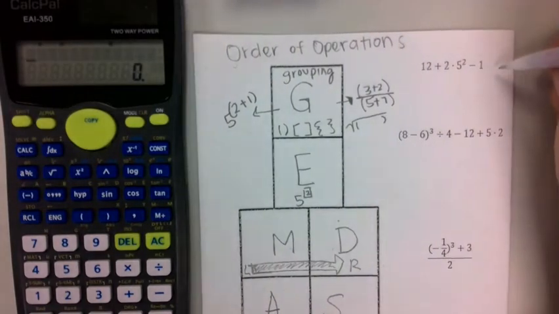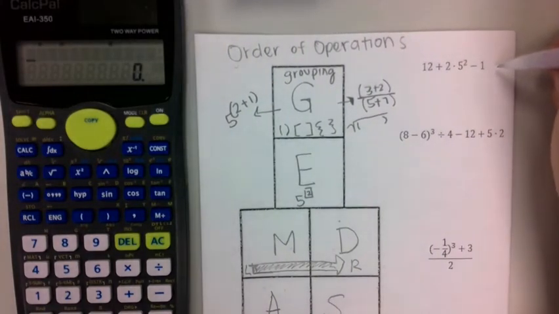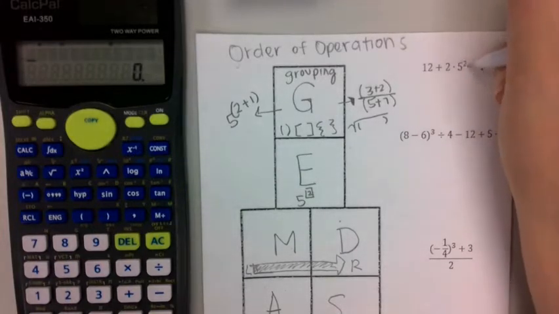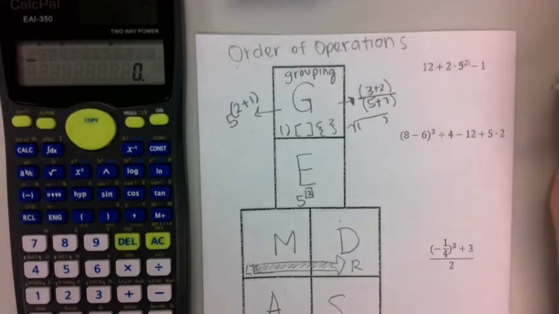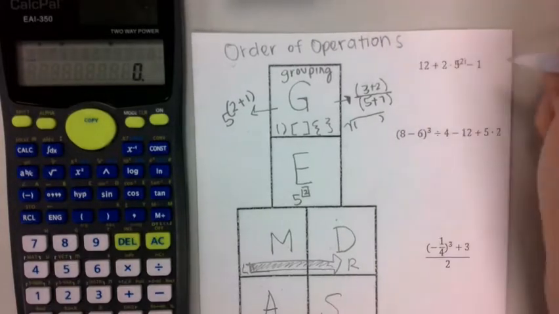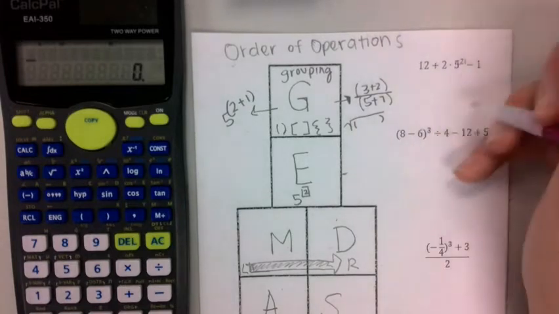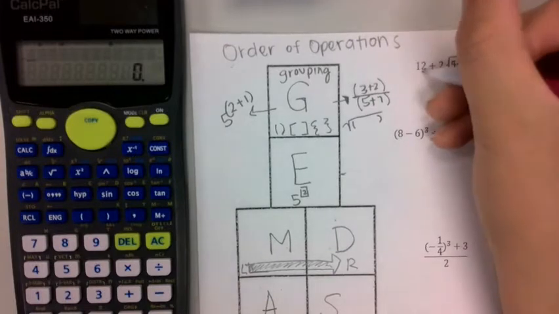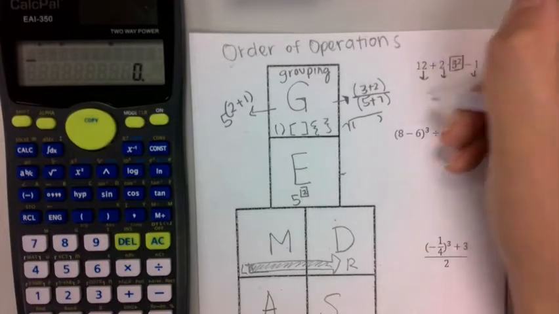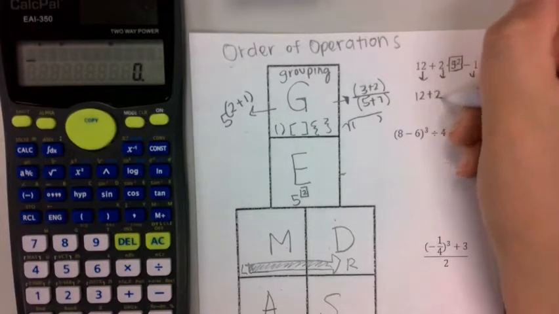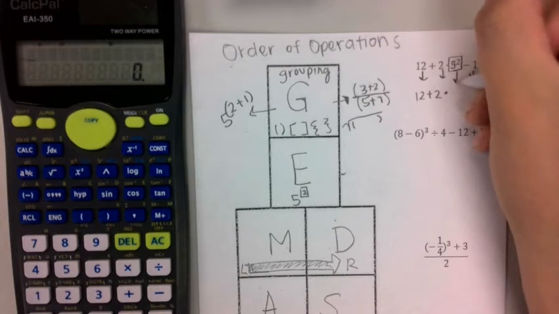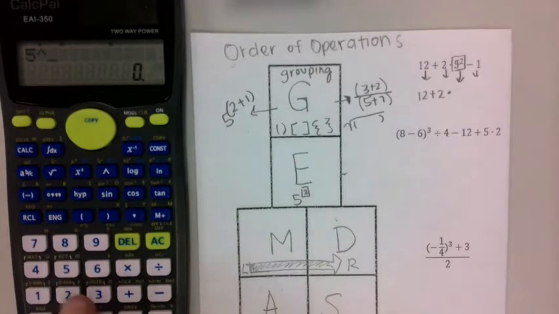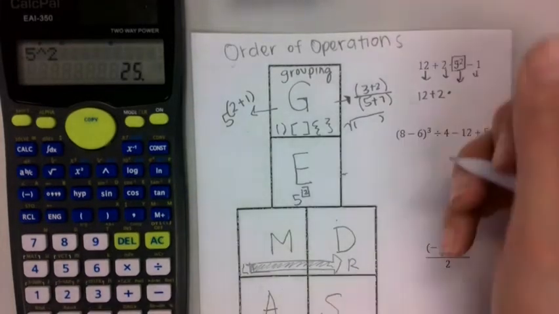So when I look at the problem, I'm going to first look for any grouping symbols. There are no parentheses. I do see an exponent, but there's only one thing in my exponent, so there is nothing to simplify there. And I'm going to move on to my next step, which is exponents. And here's my exponent, so I'm going to simplify this portion right here, and I'm going to bring everything else down. I'm going to have 12 plus 2 times, now what does that 5 squared become in my calculator? 5 to the power of 2 is equal to 25.